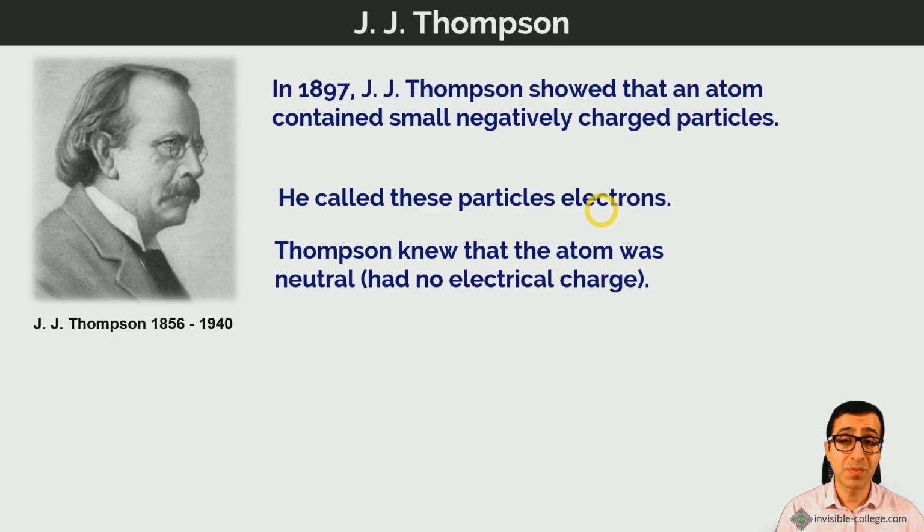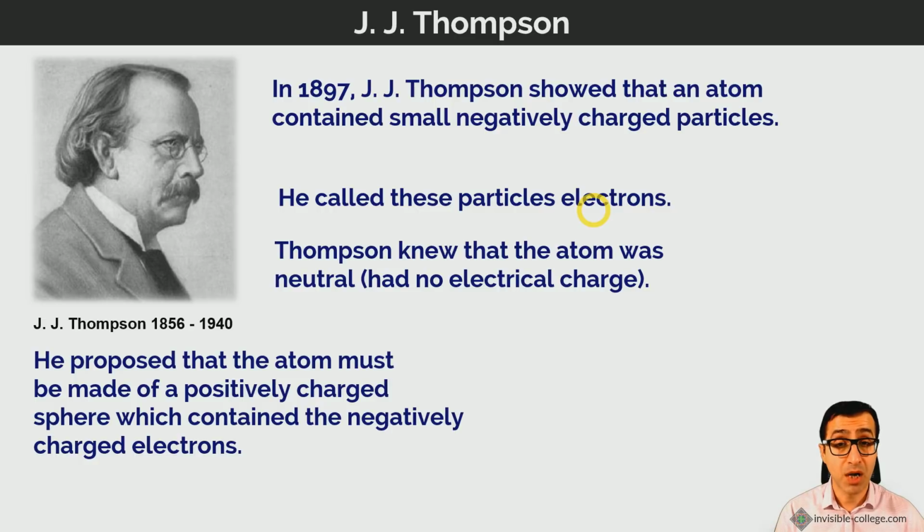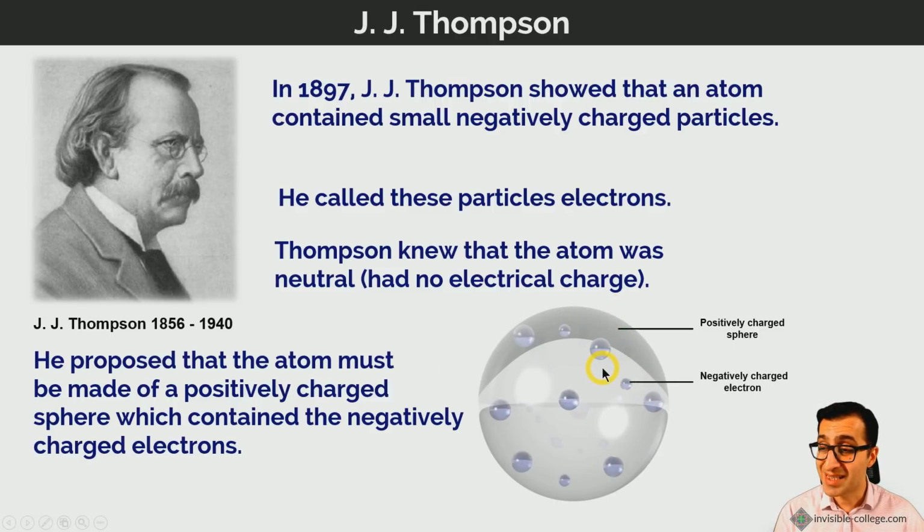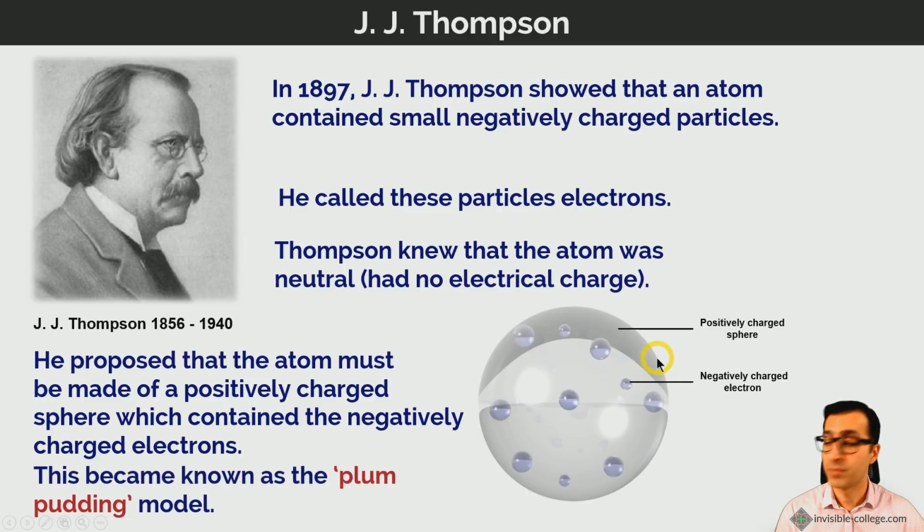He said that an atom must be made of a positively charged sphere, this diffuse positive charge in the shape of a sphere which contained these negatively charged particles that he called electrons. And so this became known as the plum pudding model, where you have a positively charged sphere within which you have these negatively charged electrons embedded like the plums in a plum pudding.